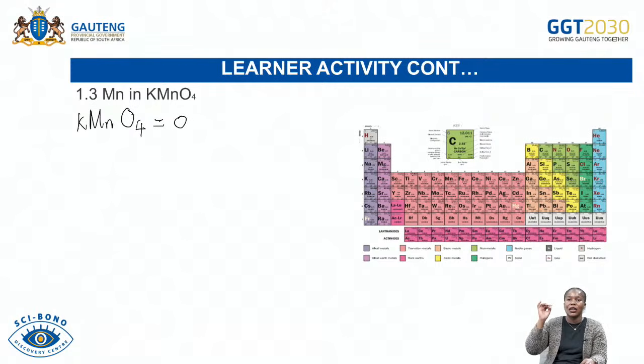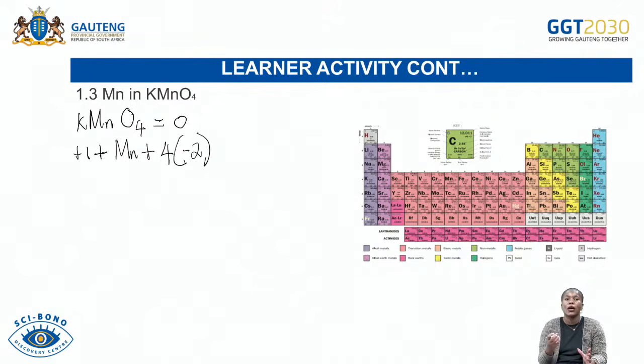Then we start assigning the oxidation numbers, to be specific, of what we know. K, potassium. Where is it? Group 1. So this is a +1, plus Mn, our unknown manganese, which is what we want to find out. Plus there are 4 atoms of oxygen, so it's 4 multiplied by -2, because oxygen has an oxidation number of -2, and then equals 0. Working it out: +1 plus Mn plus -8 equals 0.